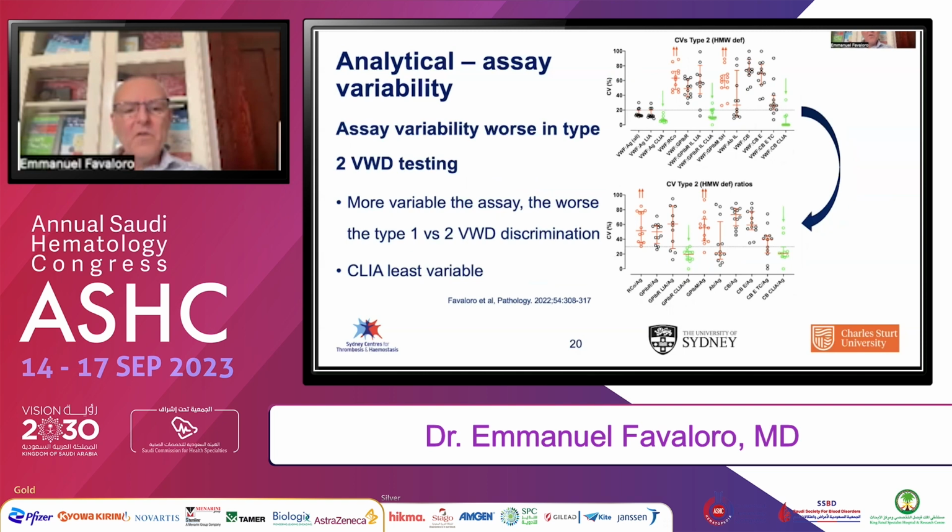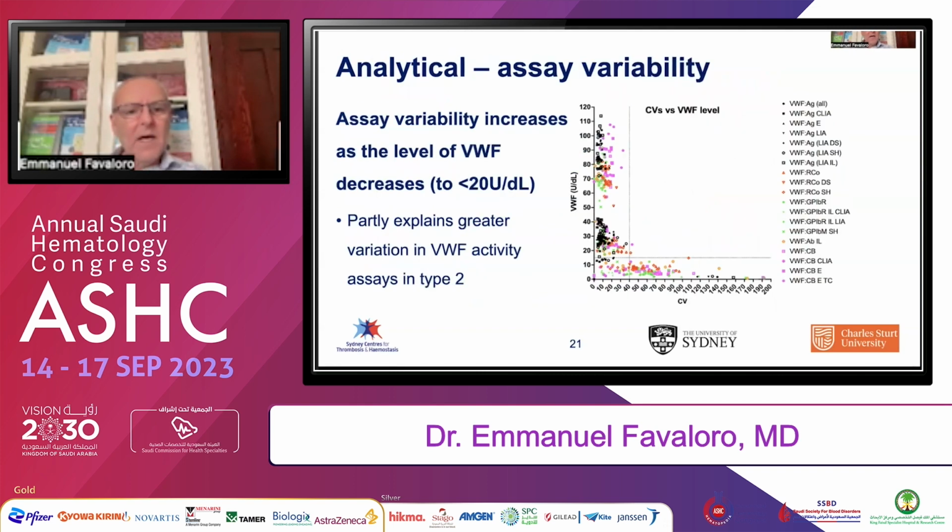And again, the more variable the assay, the worse for type 1 versus type 2 von Willebrand disease discrimination. And again, the CLEAR methodology has the least variability, and that's shown in green in the figure on the right. But some assays are quite variable. We're seeing that cofactor assays, even the modern alternatives to glycoprotein 1b-R and glycoprotein 1b-M, are also quite variable in type 2 von Willebrand disease.